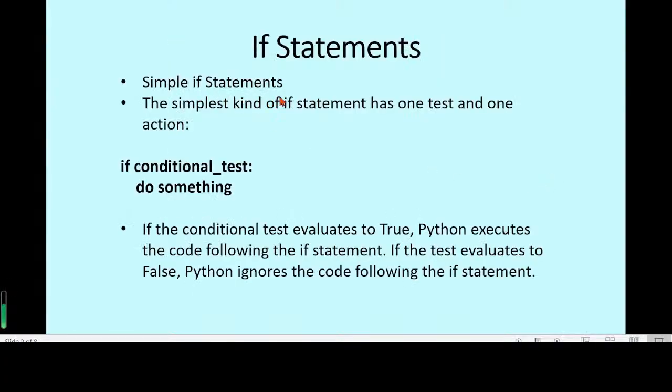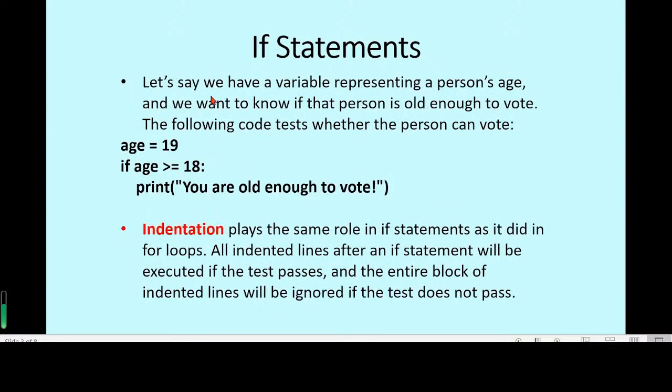A simple if statement. The simplest kind of if statement has one test and one action. We can write if, followed by a conditional test, to do something. This is the typical form. If the conditional test evaluates to True, Python executes the code following the if statement. If the test evaluates to False, Python ignores the code following the if statement. Let's say we have a variable representing a person's age, and we want to know if that person is old enough to vote. The following code tests whether the person can vote.